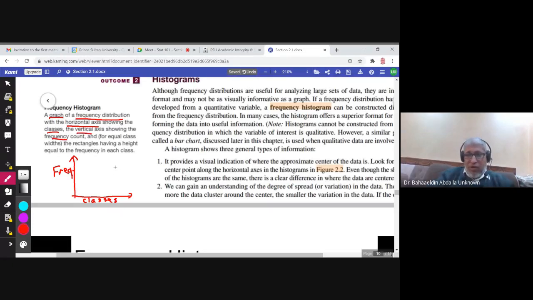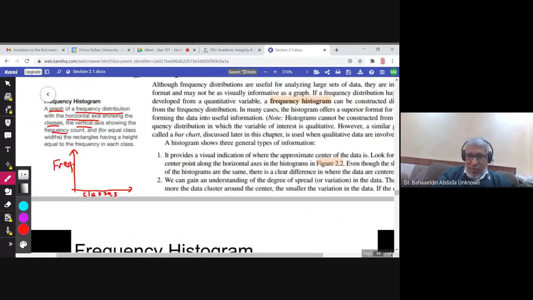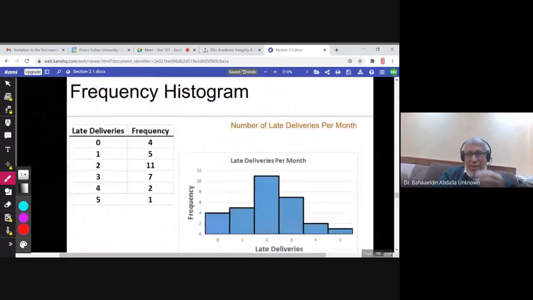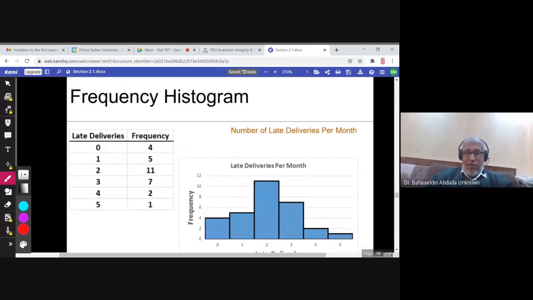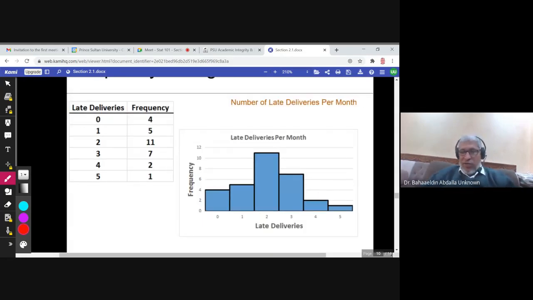So for example, this is called the frequency histogram. For example, I have this frequency distribution. The data here are discrete: 0, 1, 2, 3, 4, 5. Each class consists of one number. It's not grouped. This is the frequency of each class. So I can sketch the frequency histogram. This is the histogram. The classes, I put them here.